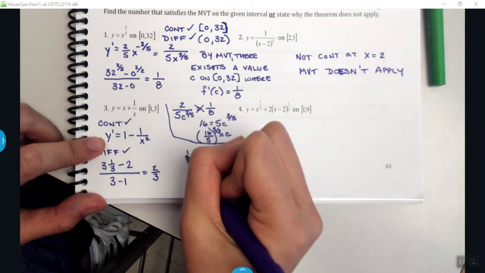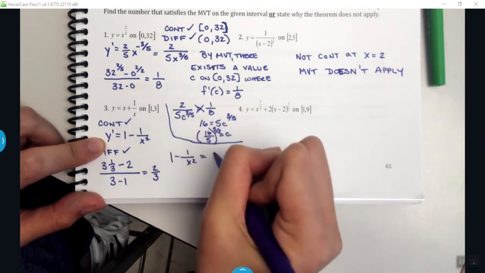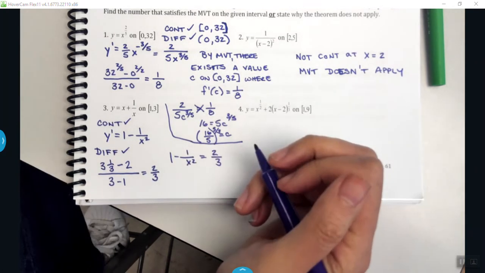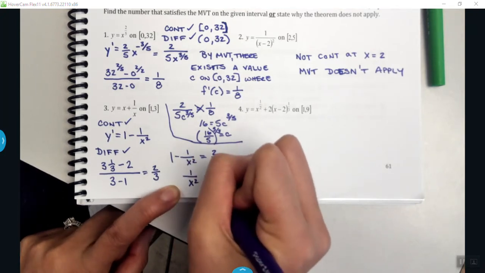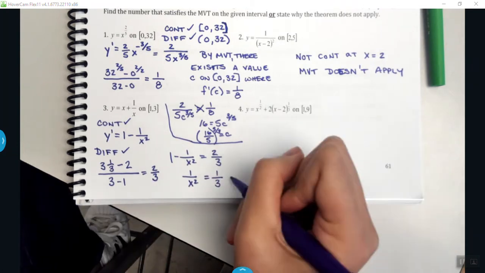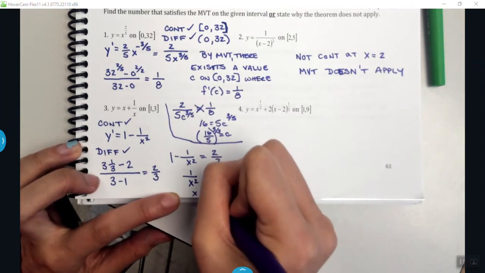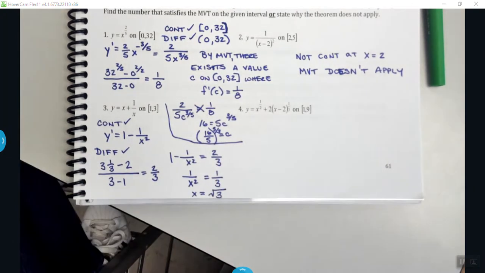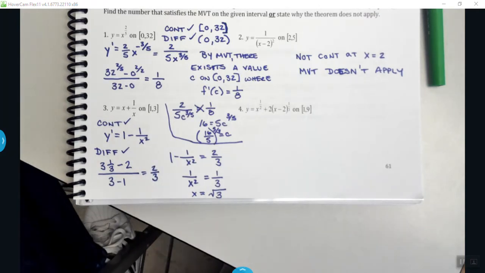So we set the derivative 1 minus 1 over x squared equal to 2 thirds. So 1 over x squared equals 1/3. And so x has got to equal root 3, not the negative. Why? The interval is 1 to 3, and negative root 3 is not in there, so we don't care about it.